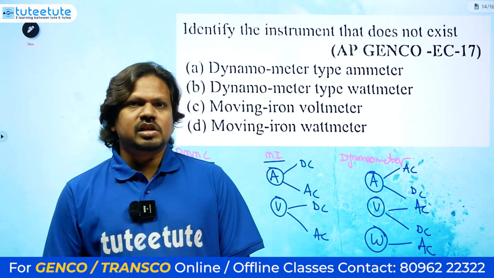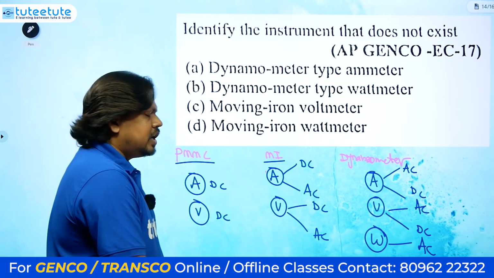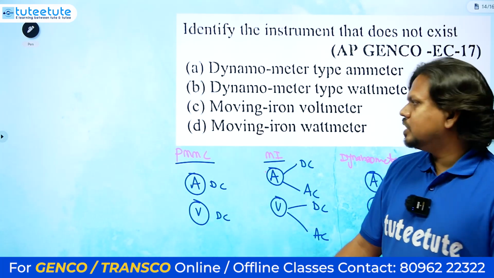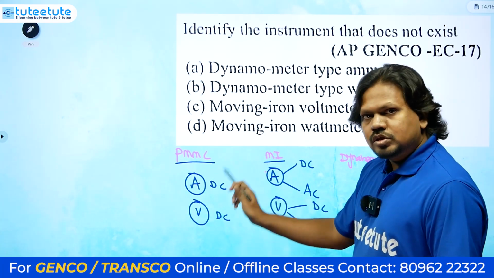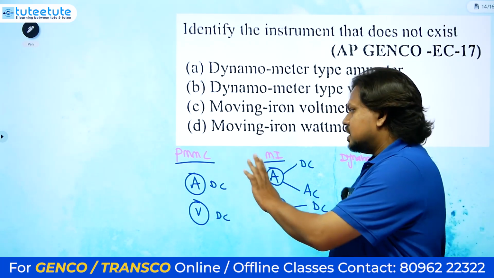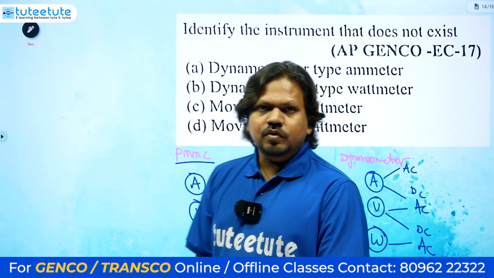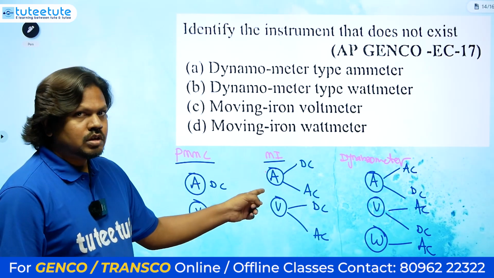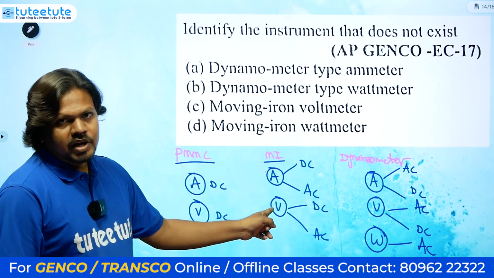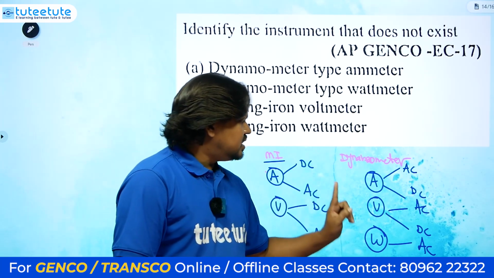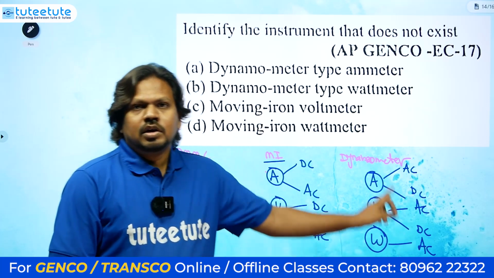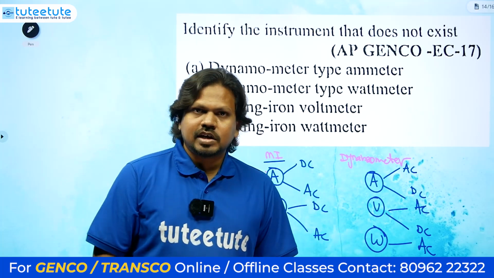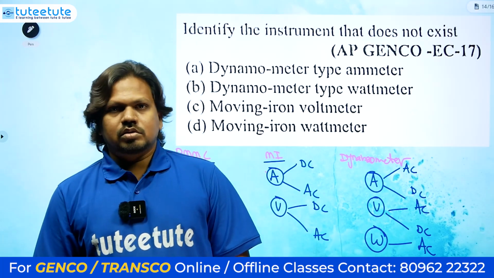DC power measurement we generally do using a voltmeter and ammeter directly. For DC power, current or voltage measurement, we use PMMC instruments. For AC current measurement we use moving iron, and for AC voltage measurement also moving iron. For AC power measurement we use a wattmeter. In the two wattmeter method, two wattmeters have to be connected, one in R phase and one in Y phase. Like that.